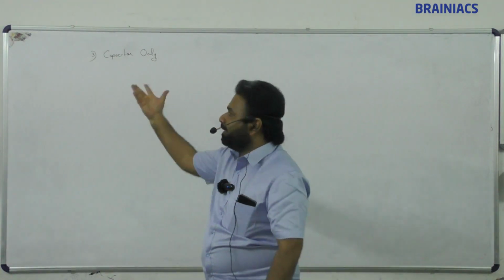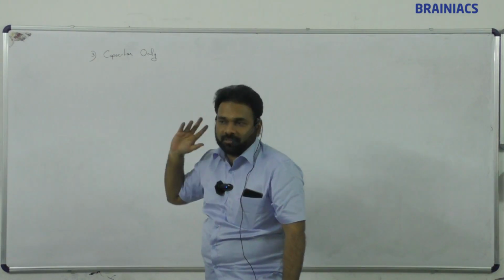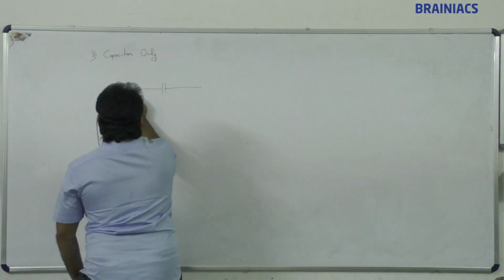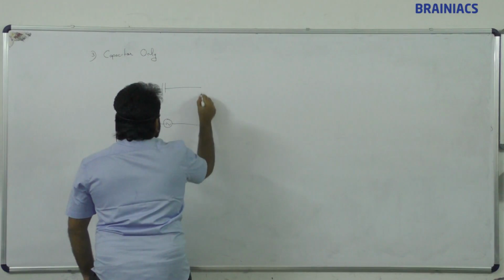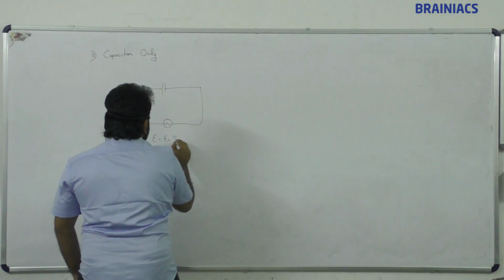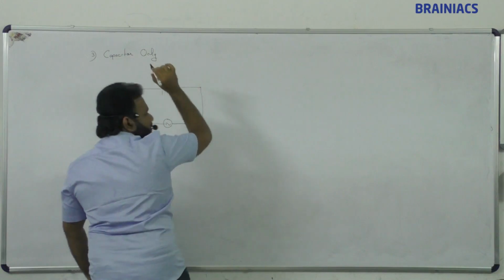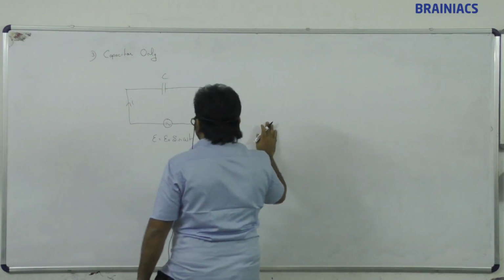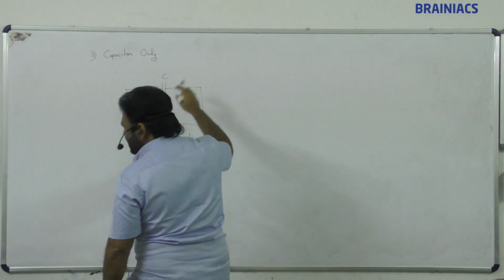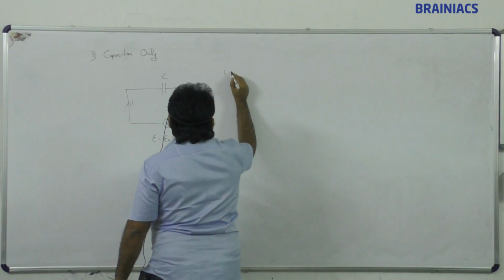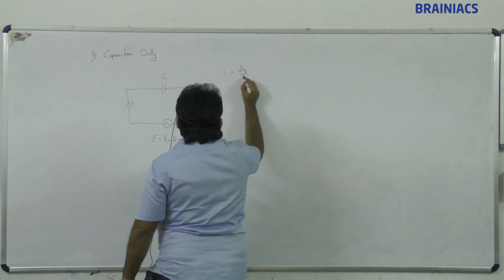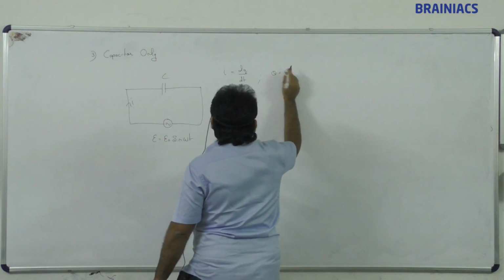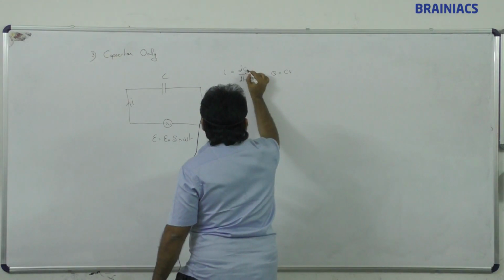Likewise, inductor alone, what is the behavior? Capacitor alone, what is the behavior? Resistor alone, what is the behavior? Individually, right? So now this is capacitor. The source is E is equal to E naught sin omega t, and C. Now let us see, current is passing. Now what is current? Current is equal to dq by dt. You have seen q is equal to CV.